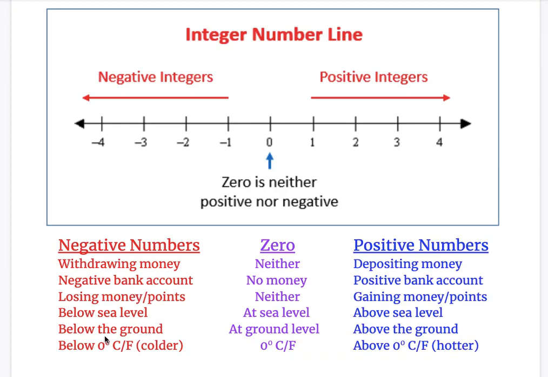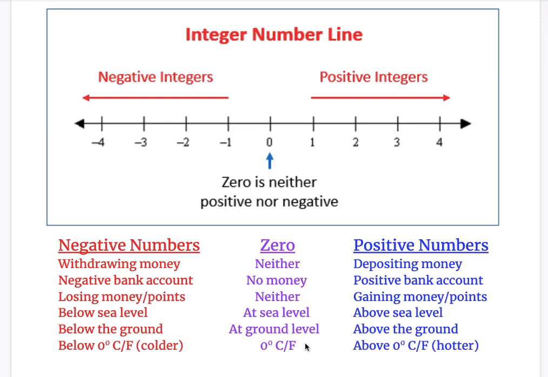So similarly, instead of saying below sea level, we can say below ground. So that'd be like if you're in a basement. At ground level would be like if you're on the first floor. And then above ground would be like if you are in an elevator heading up to the top floor of a tall building. So again, the 0 represents just the ground level, the division between positives and negatives.